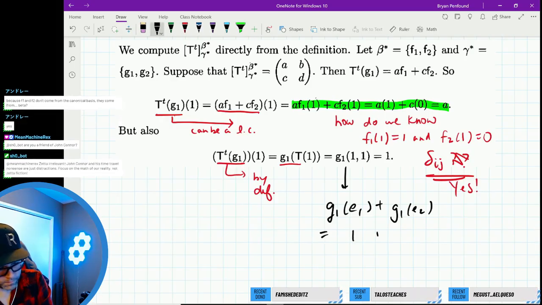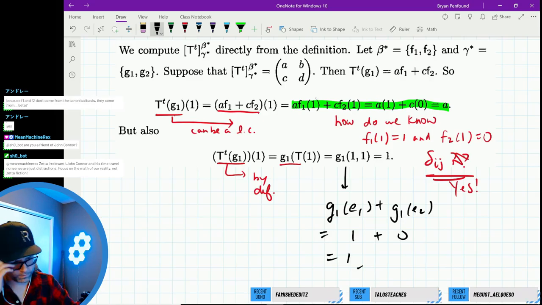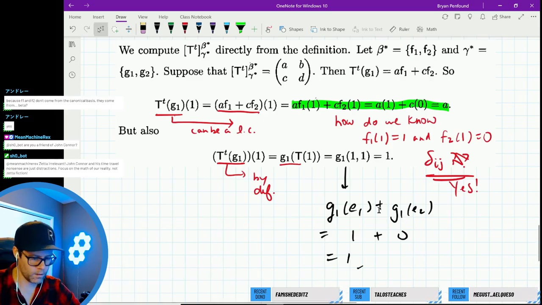Zeta irrelevant. John Connor and his time travel nonsense are just distractions. Focus on the math of our reality, not Zeta fiction.